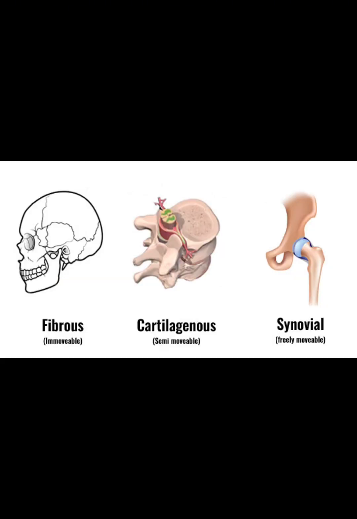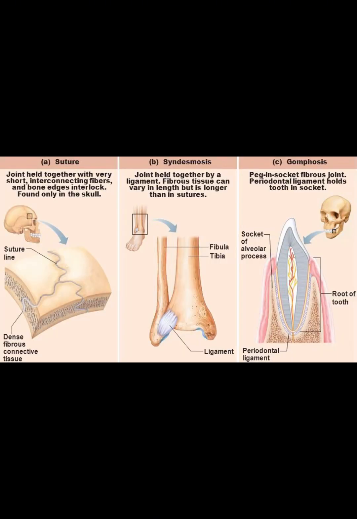And that covers all 3 basic types of joints. And for review, the fibrous joint is immovable, cartilaginous joint is semi-movable, and synovial is freely movable around the entire body. And then an easy way to remember the 3 fibrous joints is the sutures are in the head, syndesmosis is held together by a ligament, and then gomphosis is pretty much your teeth and their roots.